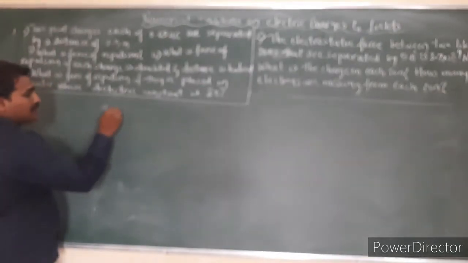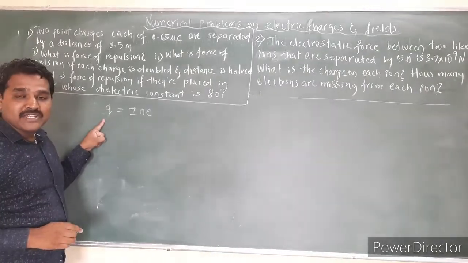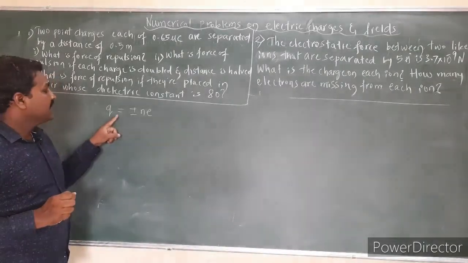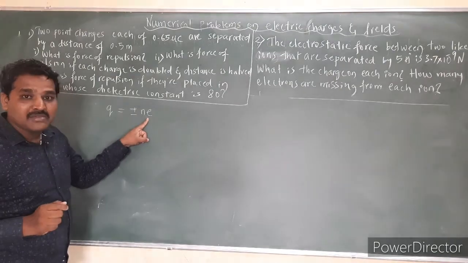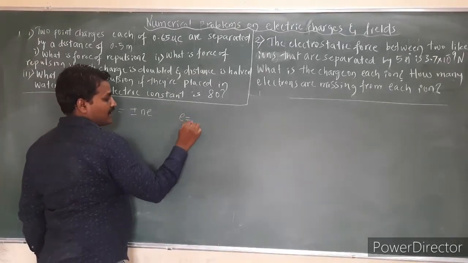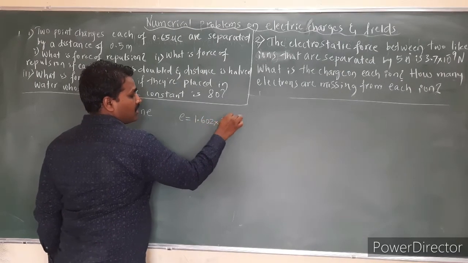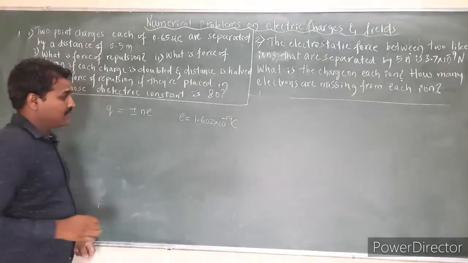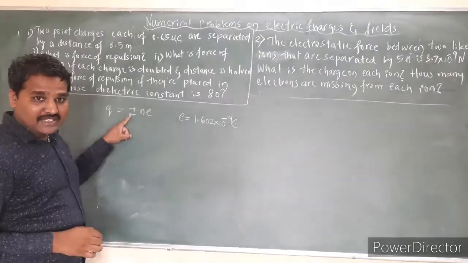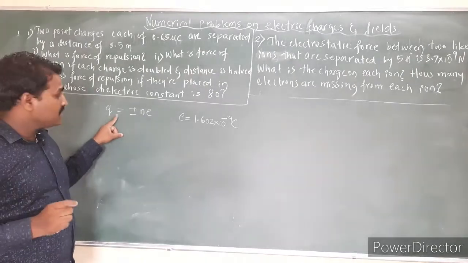To begin with, we have the quantization of charge, that is the property of electric charges, whose mathematical equation is given by Q is equal to plus or minus n into e, that is, the charge possessed by any object is an integral multiple of the elementary charge of an electron. We know the magnitude of the charge of an electron is 1.602 into 10 to the power minus 19 coulombs.